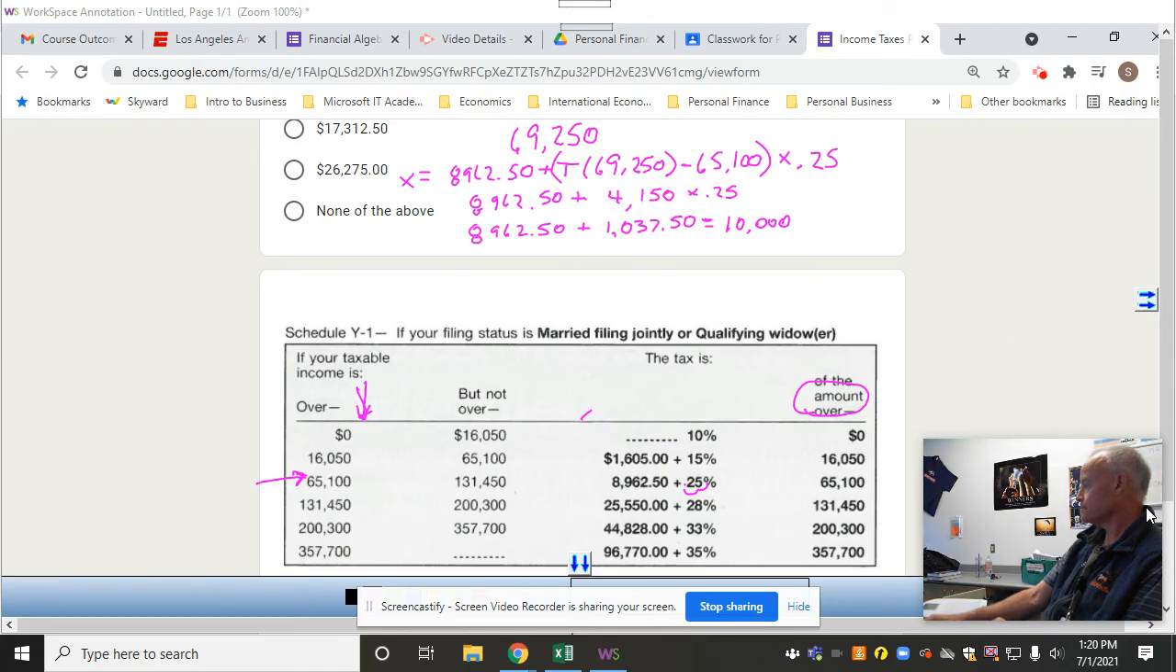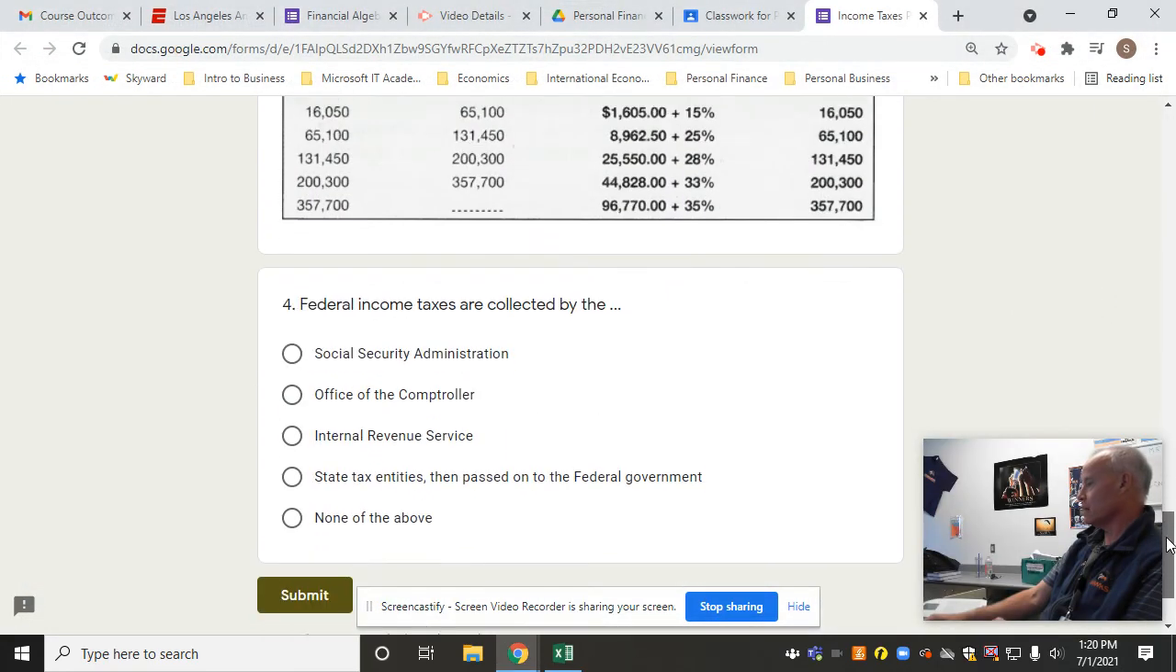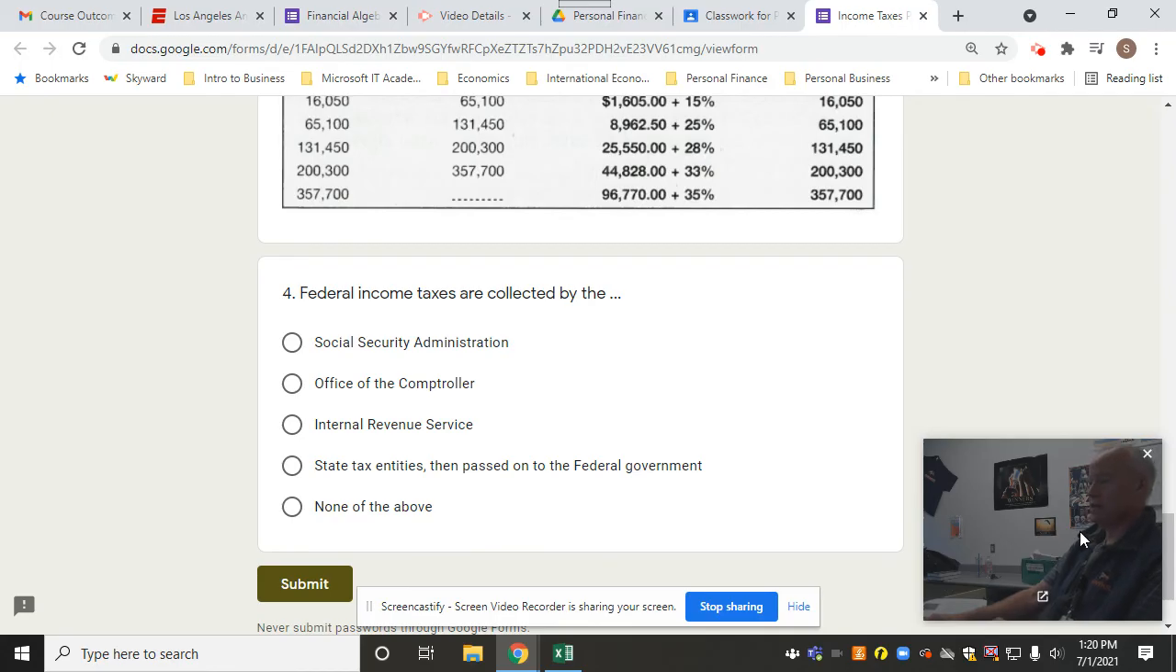All right. Moving right along. Federal income taxes are collected by the Internal Revenue Service. That's correct.